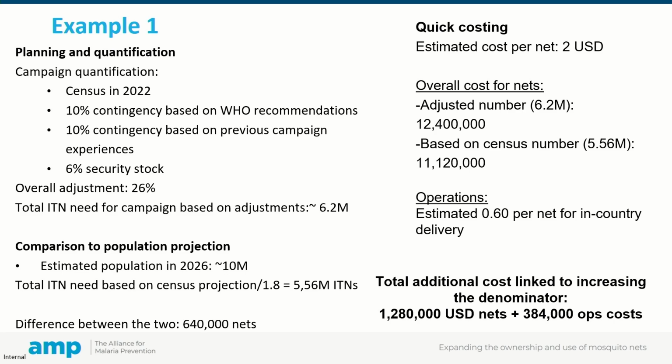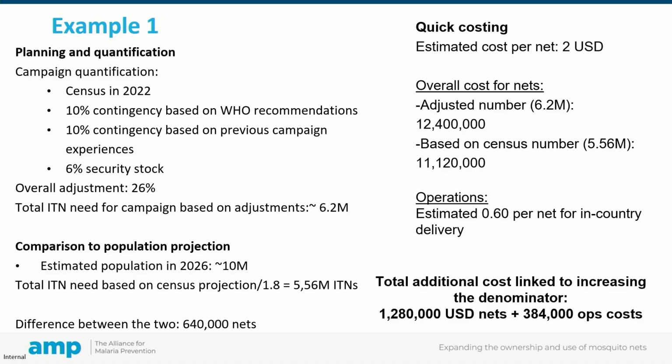4? Yeah? So then we had a 10% contingency based on WHO recommendations, but I think we'd all agree that recommendation is for countries where a census is more than 5 years old. So somehow we slipped in the 10% for the WHO recommendations. We slipped in another 10% based on our registration data. We slipped in 6% on security stock. So by the end of all of this, you've adjusted that population census number by 26%.